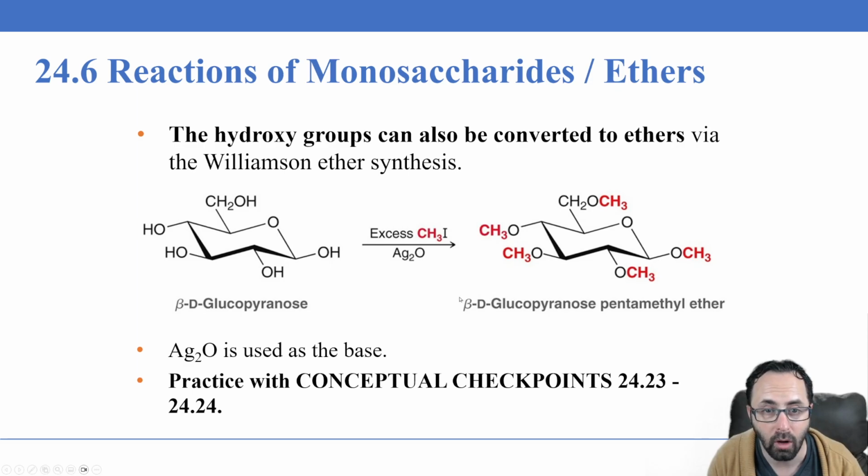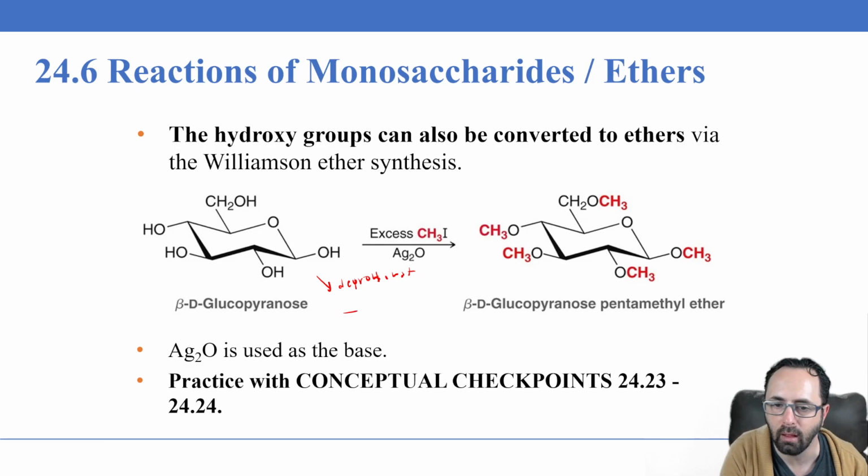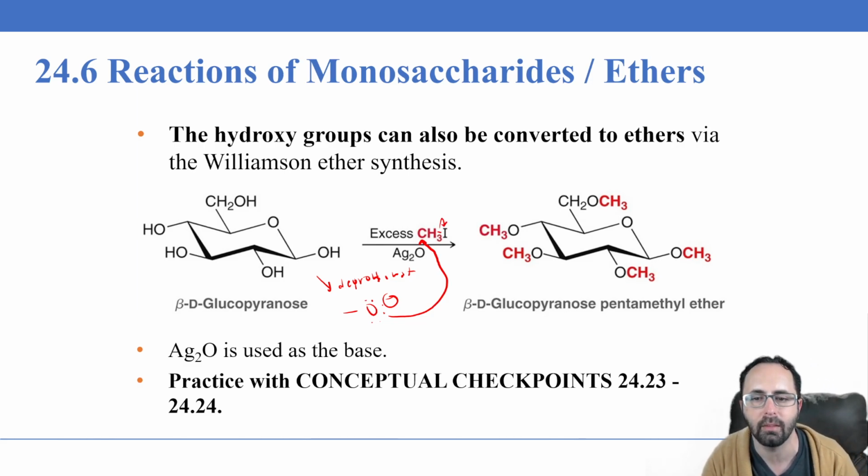In addition, hydroxyl groups can also be converted to ethers via the Williamson ether synthesis. So recall, the Williamson ether synthesis involves the deprotonation of hydroxyl groups to produce an alkoxide ion. So when we deprotonate these, we get these alkoxide groups, and there are many of them here. These can then do an SN2 attack on the carbon, and the iodine leaves as a leaving group in a methyl halide such as this.